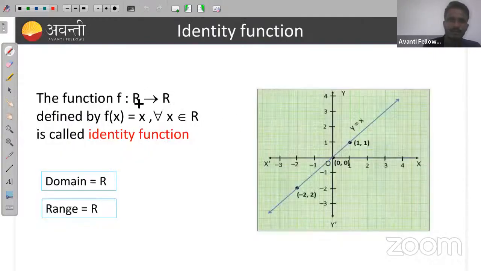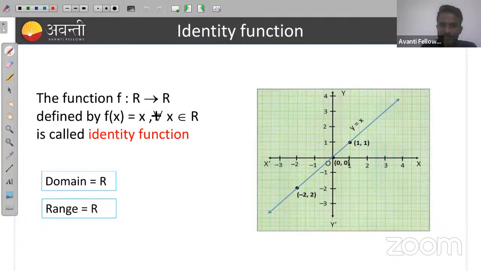You can see that the function f from R to R defined by f of x is equal to x is the identity function. Identity means what? Whatever the input you give, you'll get the same output. Let's say if you give input as 1, output will be 1. For x, output is x. 2, 2. It's just like a mirror.